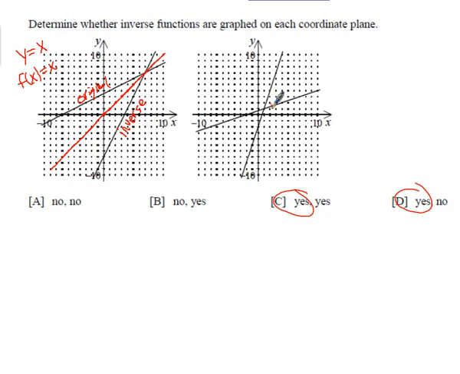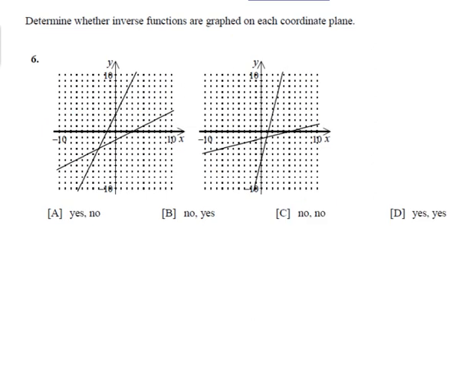Let's check this one. Again, here's our parent function. It's going through the origin, going up 1 over 1, up 1 over 1, or down 1 over 1. And it does appear to be a perfect reflection. So that parent function should basically cut your paper in half where you could fold it and you would have a perfect mirror image there. So this is a yes, yes. Yes, yes. Not a yes, no, or a no, yes, or a no, no. It's not a no, no.